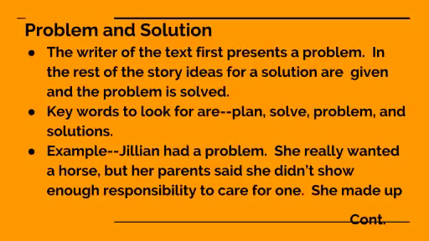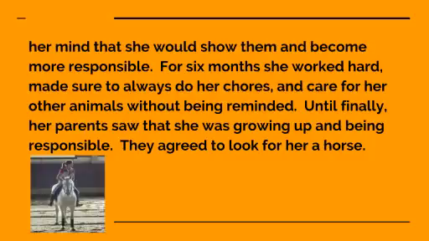Here's an example. Jillian had a problem. She really wanted a horse, but her parents said she didn't show enough responsibility to care for one. She made up her mind that she would show them and become more responsible. For 6 months, she worked hard, made sure to always do her chores, and care for her other animals without being reminded. Until finally, her parents saw that she was growing up and being responsible. They agreed to look for her a horse. An example of a problem and a solution.